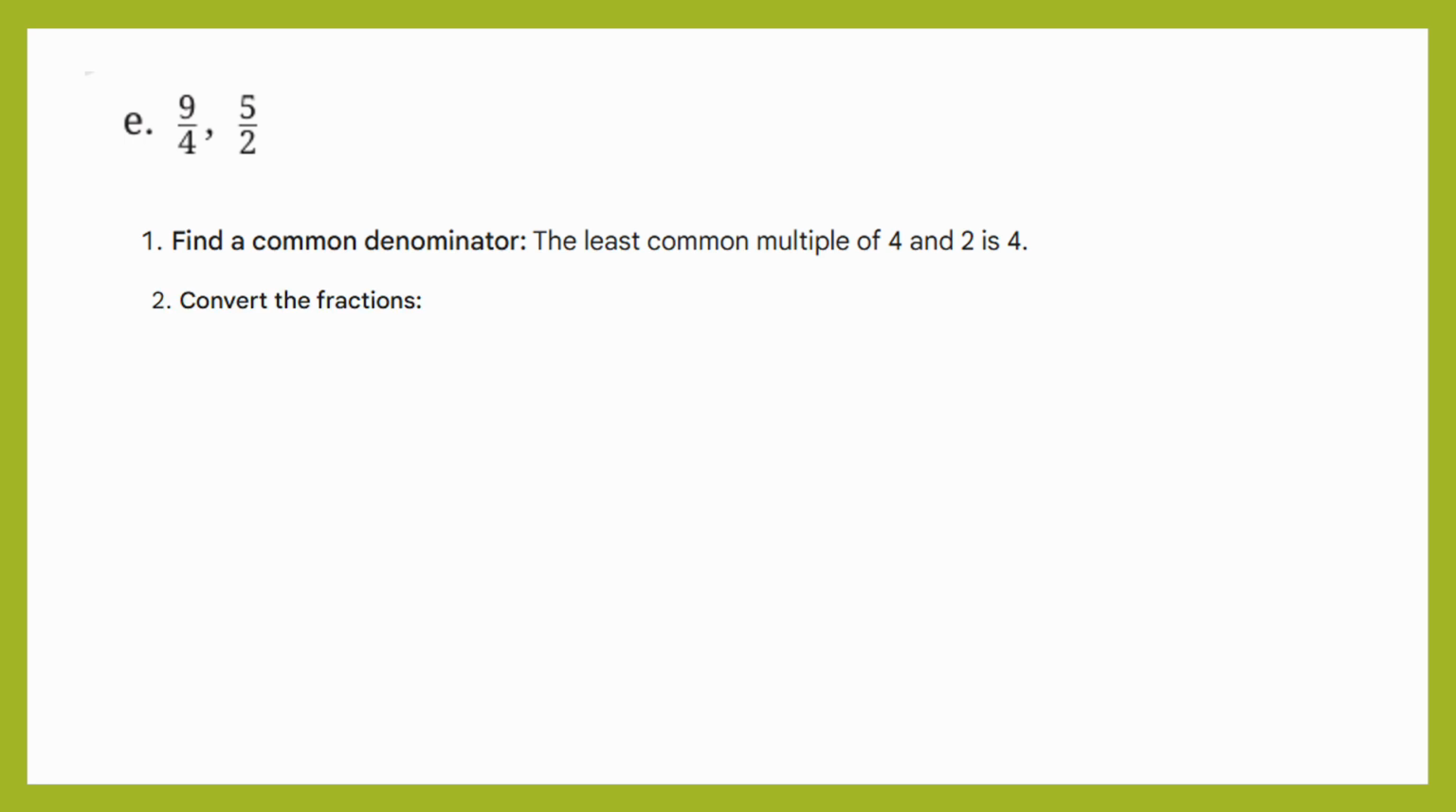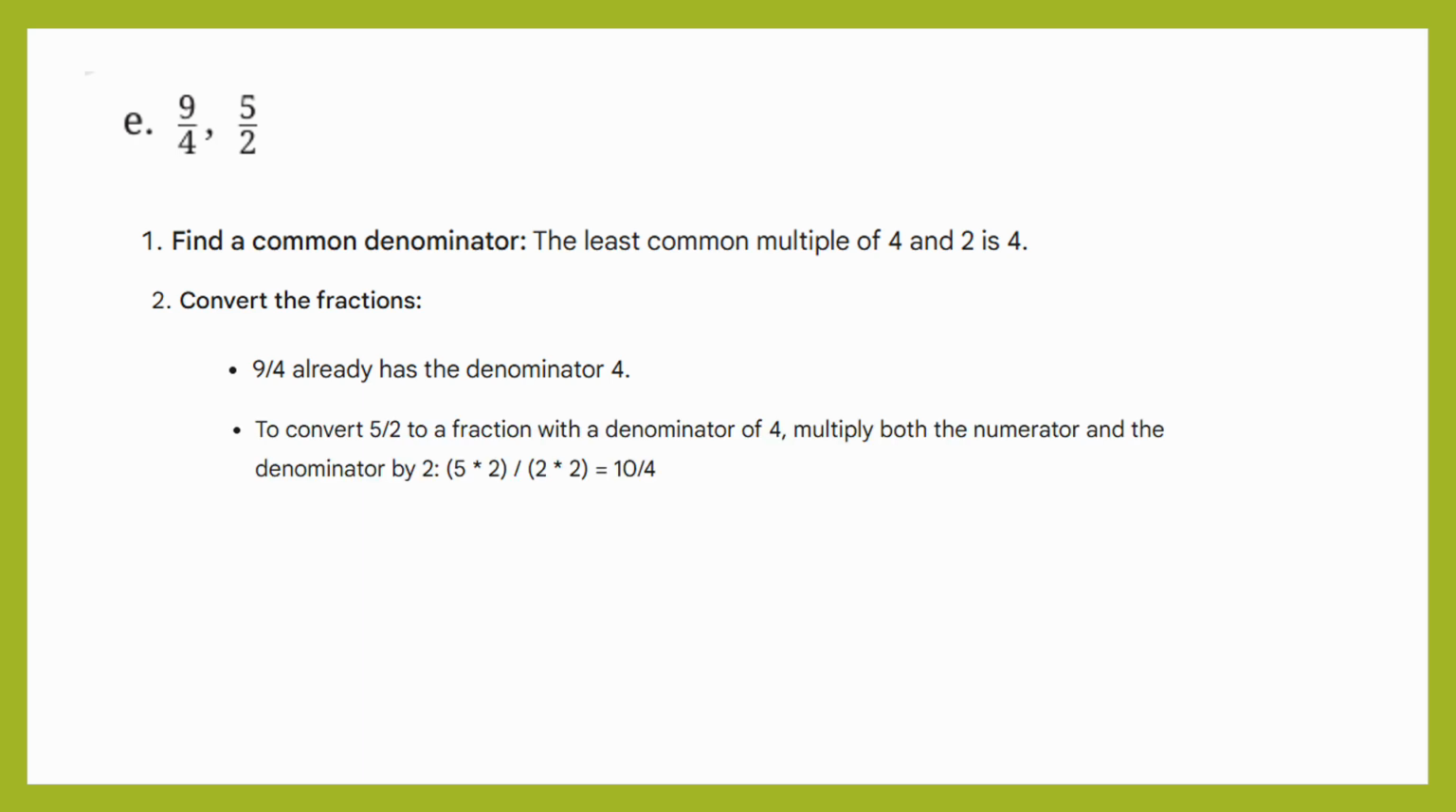Next one, 9 by 4 and 5 by 2. So find a common denominator. So you have to find the LCM of 4 and 2. LCM of 4 and 2 is 4. Then convert the fractions. 9 by 4 already has denominator 4. Then to convert 5 by 2 to a fraction with a denominator of 4, multiply both the numerator and denominator by 2. So 5 into 2 is 10, 2 into 2 is 4. So 5 by 2 is equal to 10 by 4.